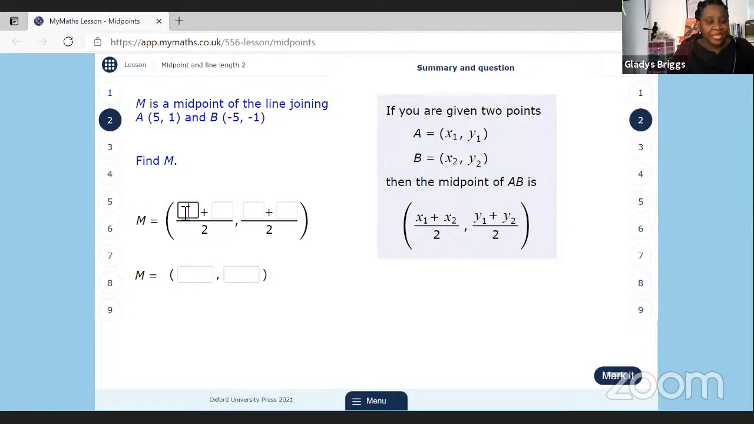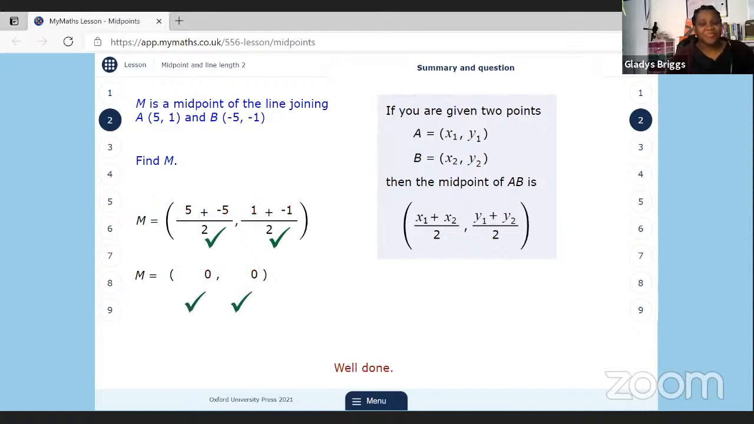So you should have 5, and here plus minus 5, and 1 plus minus 1. And what should that give you then? 5 minus 5 is 0. Is that going to give us 0, 0? Okay, let's see. Let's not be afraid. Yes, well done to us.